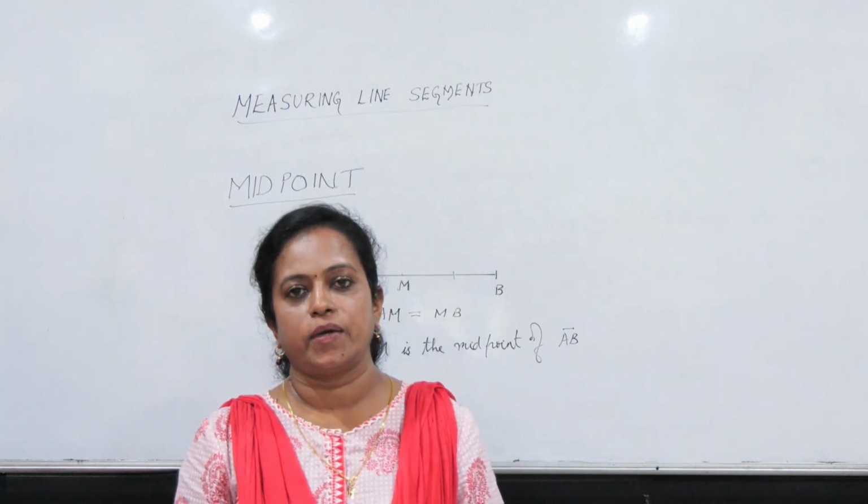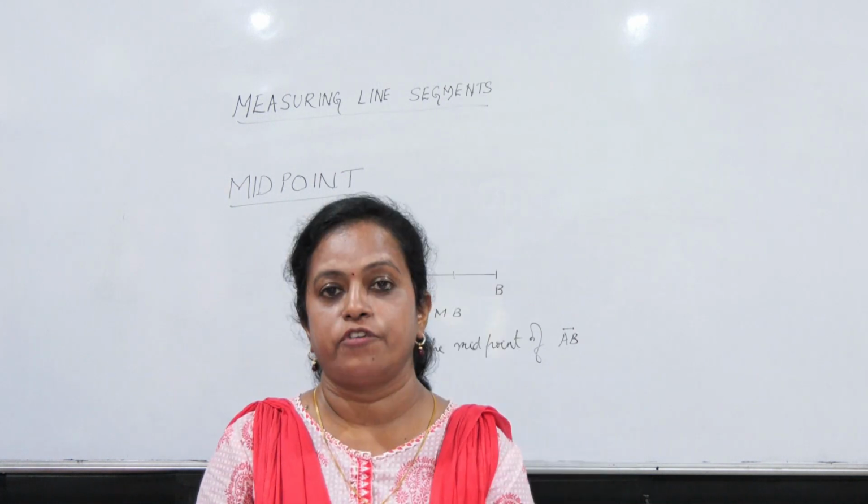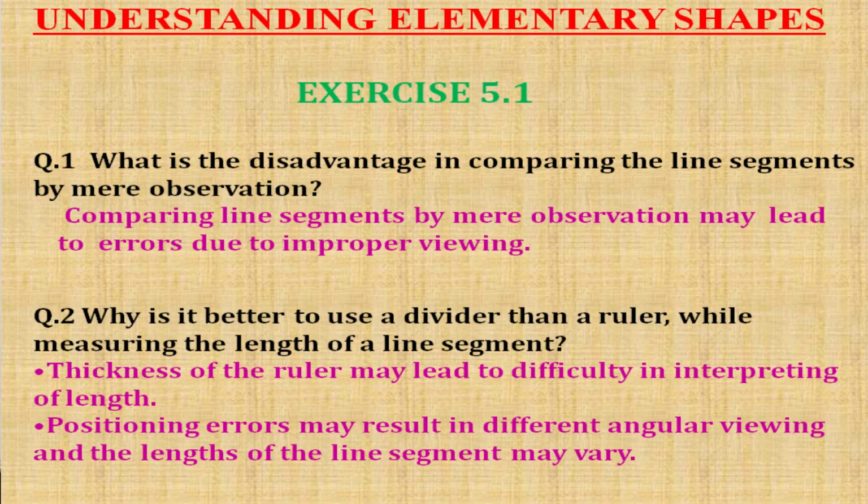Now we will start with exercise 5.1 of your NCERT textbook. The first two questions which you can see on the screen are descriptive questions. I'll read out the question to you. The first question is, what is the disadvantage in comparing the line segments by mere observation? जब हम देखकर लाइन सेगमेंट के लेंथ के बारे में बताते हैं तो उसमें क्या कमी मिलती है हमें. So the answer will be: comparing line segments by mere observation may lead to errors due to improper viewing.